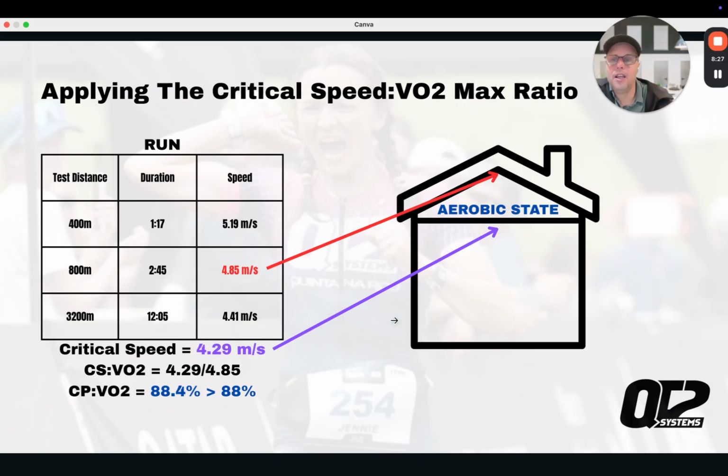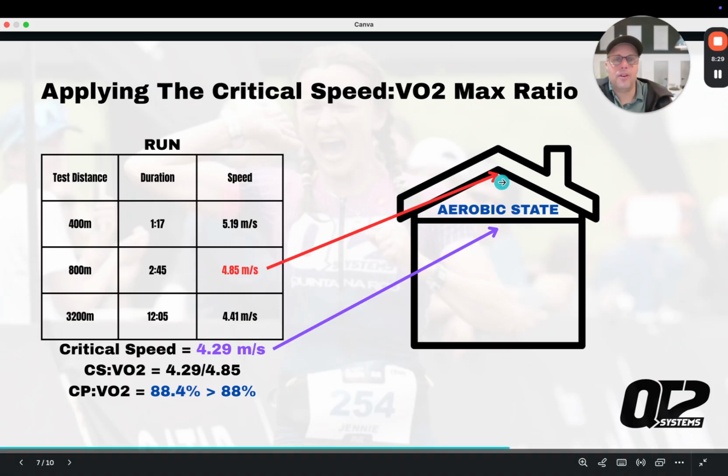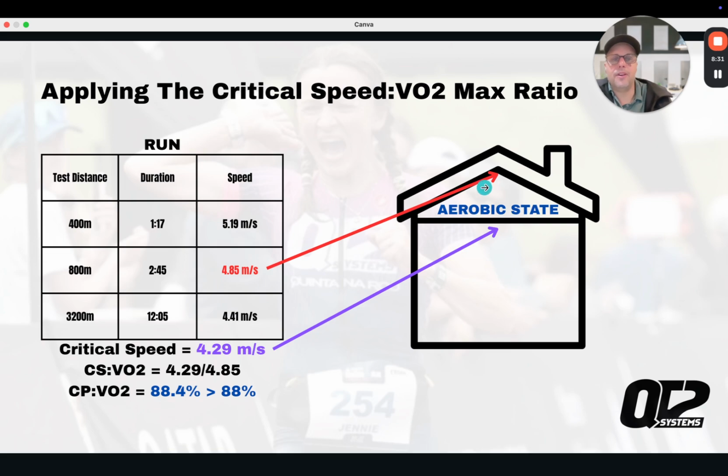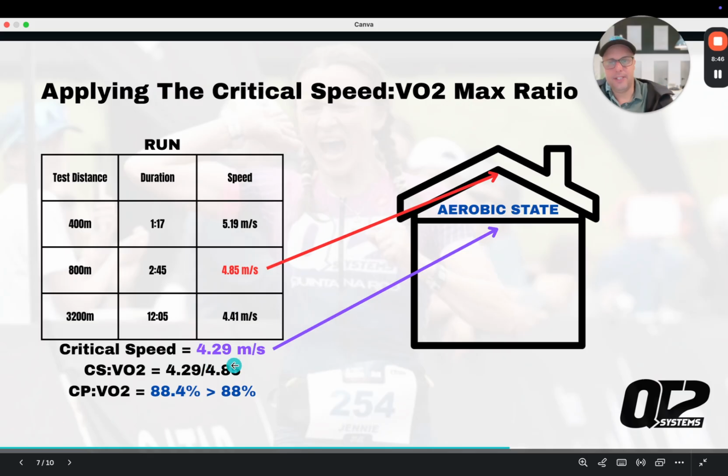On the run, we have the power at pace at VO2 max, the speed at VO2 max, at 4.85 meters per second. Our critical speed, sorry, at 4.29 meters per second. So that creates an attic space. If we take that ratio, it's 88.4, which is greater than 88%. That means our attic space is too small.